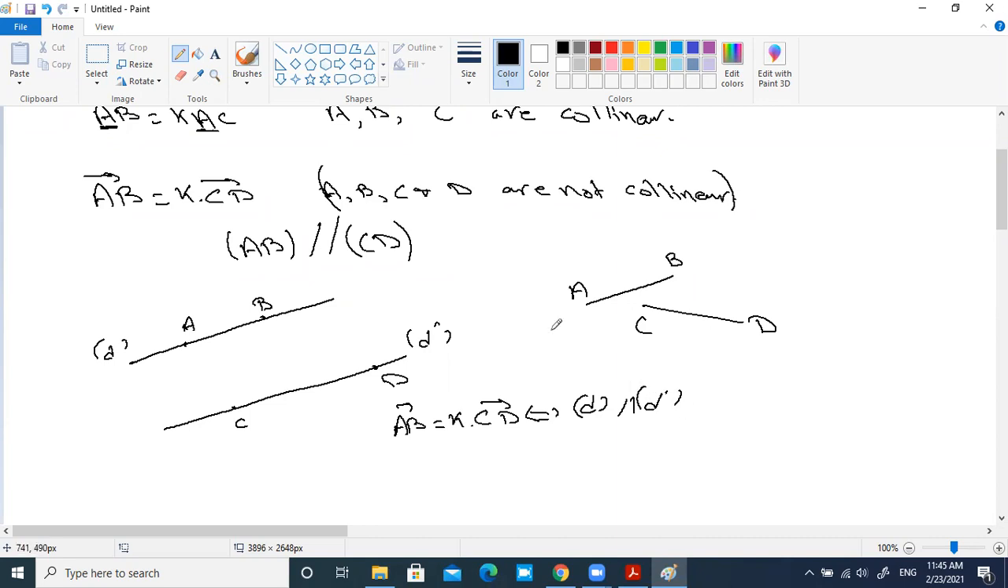Is that clear? Collinear points and parallel lines? Any questions?